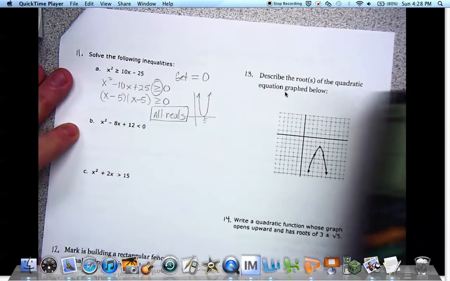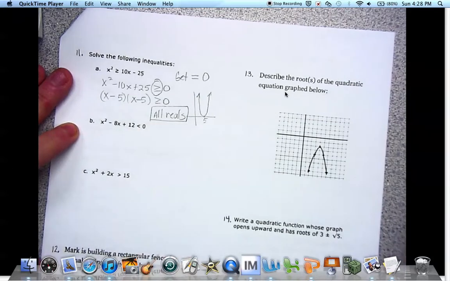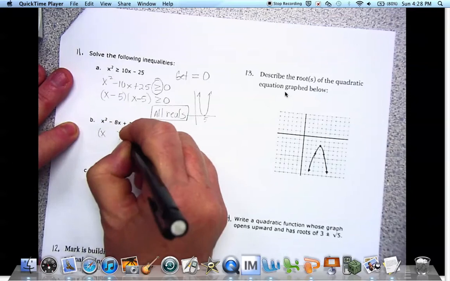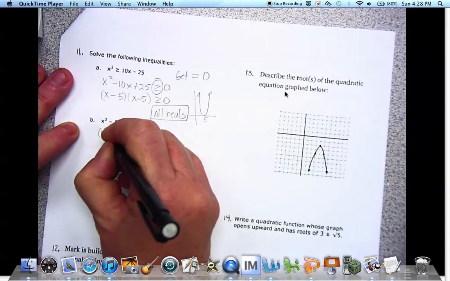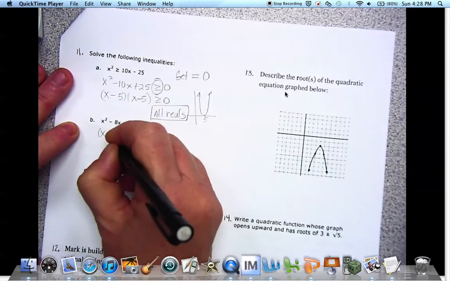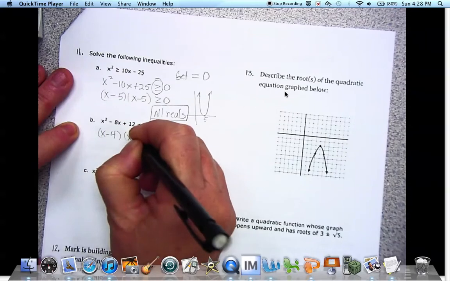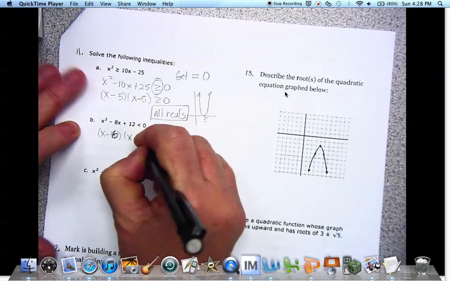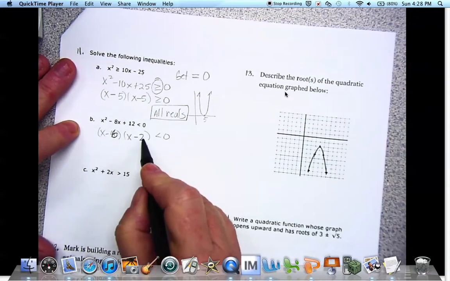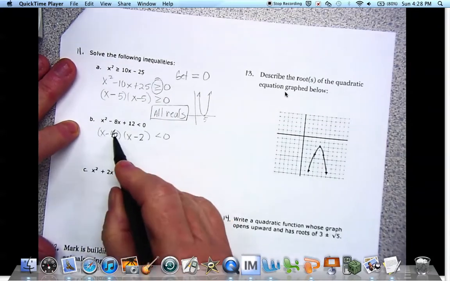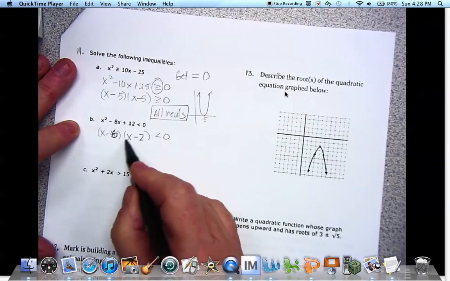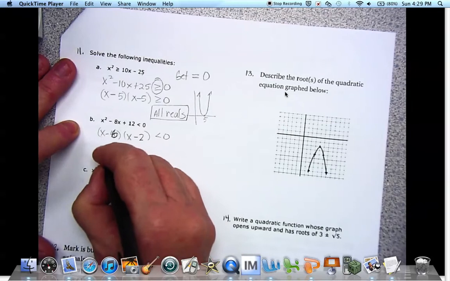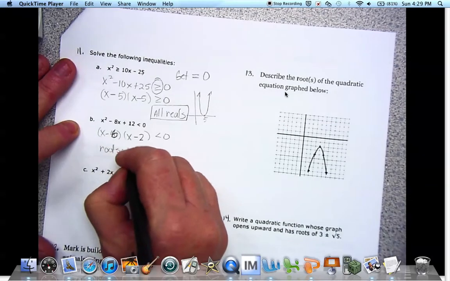Okay, the next one, plug this one in. You can factor it first to see where the roots are going to be. This would be x, and let's see, minus 4, no, minus 6 and minus 2. I think that works. Negative 6 times negative 2 is 12. And then we have a negative 2x and a negative 6x, which gives us a negative 8x. So our roots, or our x-intercepts, are going to be 6 and 2.